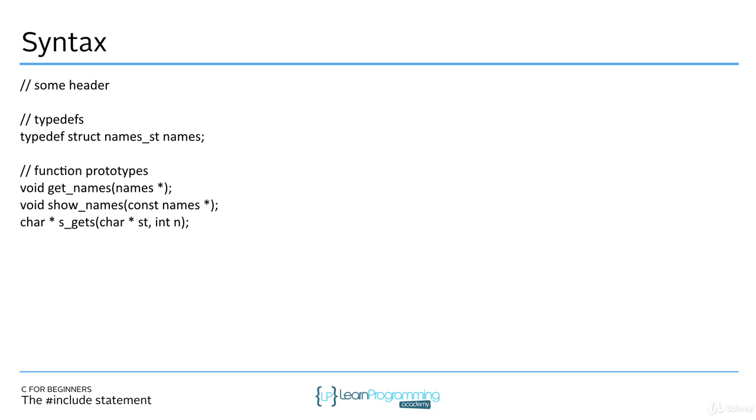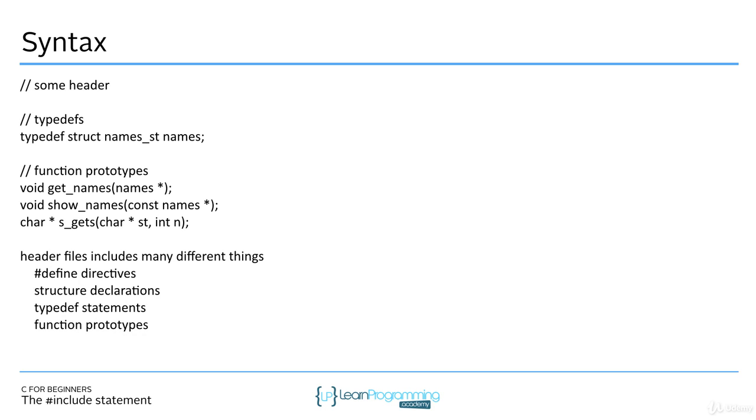So here are some function prototypes. Function prototypes are just names of functions. We know what a function is, hopefully by now. It's just a way of grouping code together. We'll talk about functions in much more detail later. So a header file can include many, many different things. It can include define directives, constants, structure declarations. This is, again, kind of a way to group different variables, group different data. Typedef statements have to do with data types. We'll talk more about that. But function prototypes are really the important one. They're telling you how functions are defined so the compiler can generate the code it needs to.